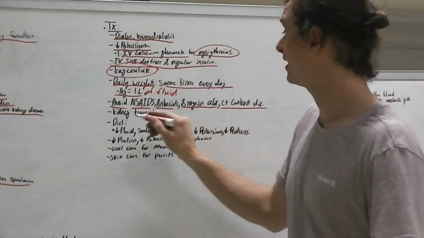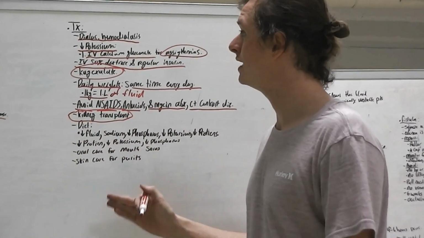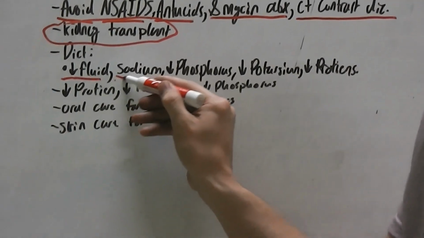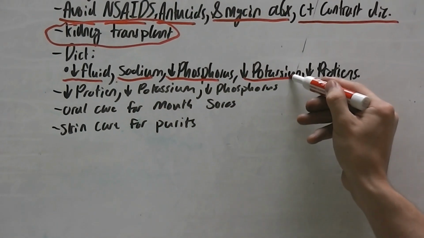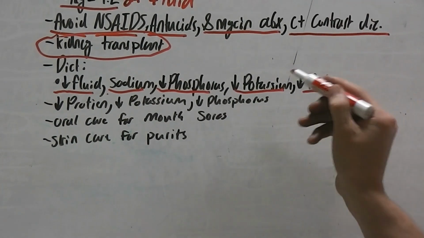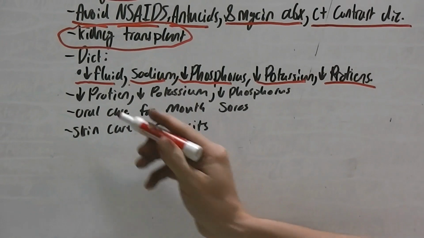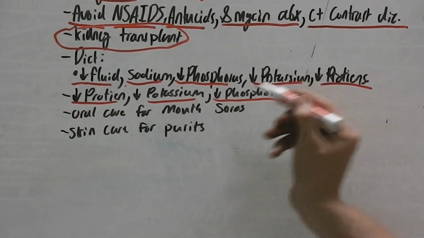Main treatment for chronic kidney disease is a kidney transplant. Now the diet we need to have for chronic kidney disease, we are going to decrease fluid and decrease sodium. We're going to decrease phosphorus, decrease protein, and potassium. I said that backwards. And that's what Simple Nursing said. Here's what the book said: decrease protein, decrease potassium, decrease phosphorus.